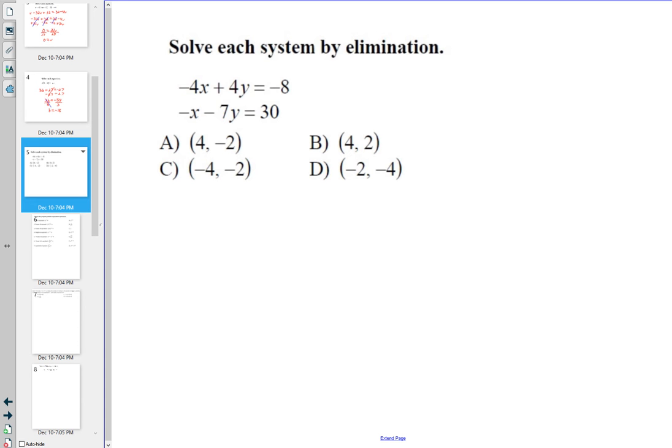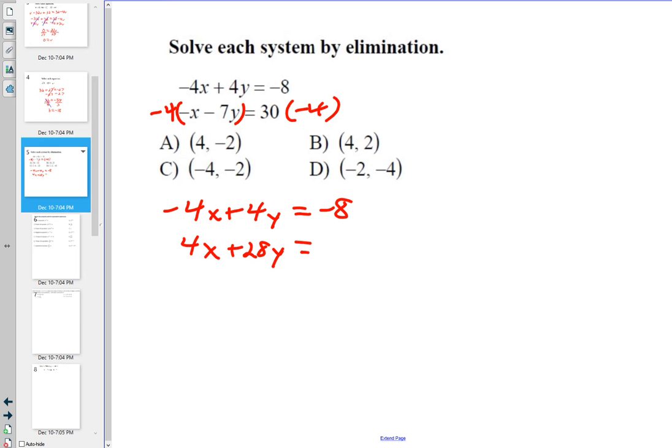But I need them to have different signs also. So when I multiply, I'm gonna go times negative 4 on the bottom. So I get negative 4x plus 4y is equal to negative 8. That stays the same. But then I will get positive 4x plus 28y is equal to negative 120.